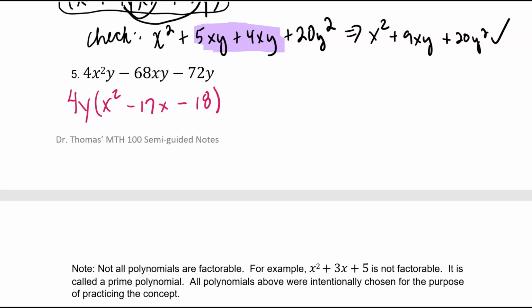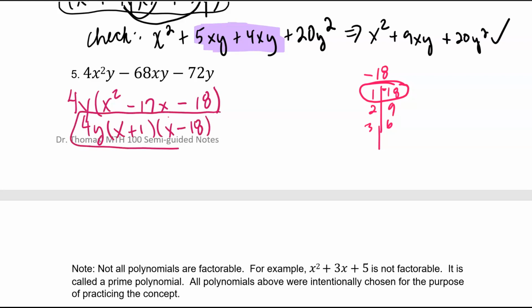And then this is a trinomial here, right? So what we're going to do is factor that trinomial. Negative 18 is our C. 1 and 18, 2 and 9, 3 and 6, for example. What will work? It looks like negative 18 plus 1 will give us the negative 17 that we want. So 4y times x plus 1 times x minus 18 will work.